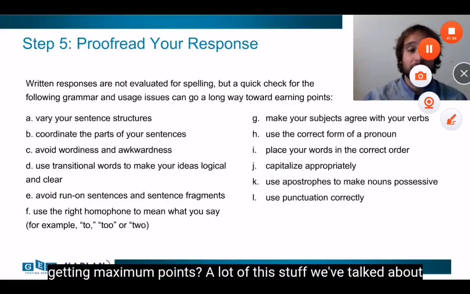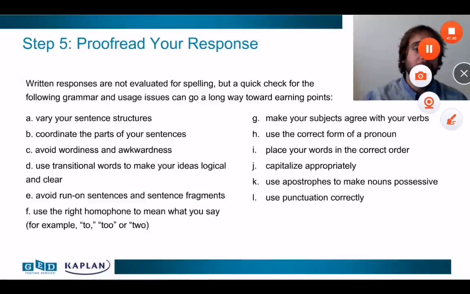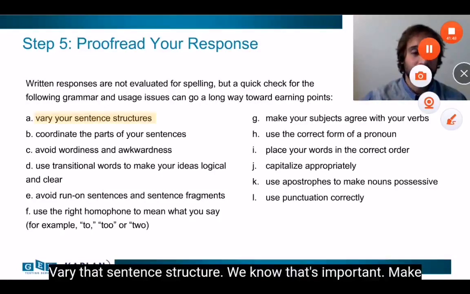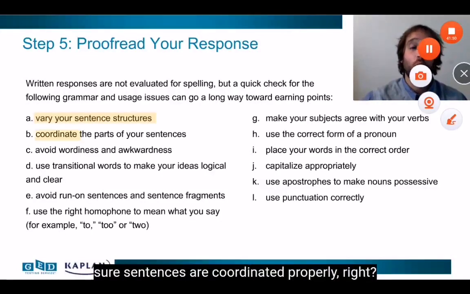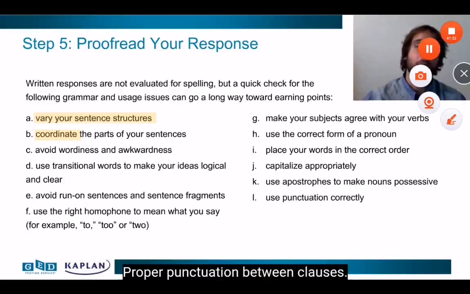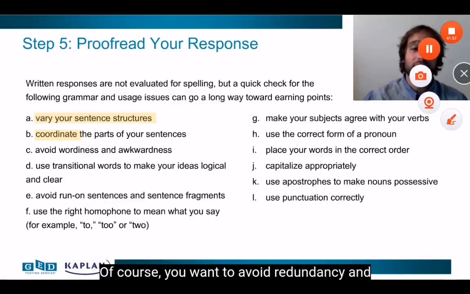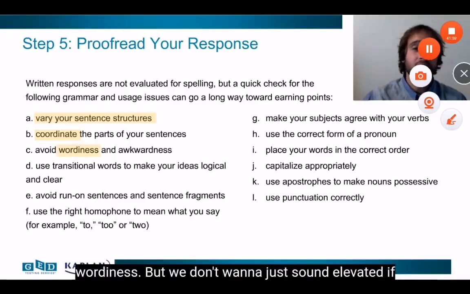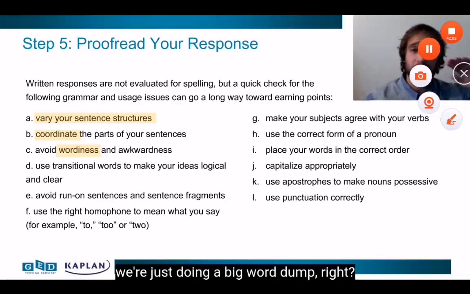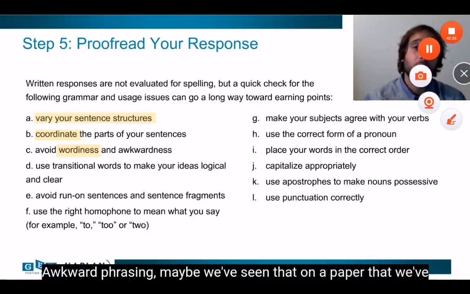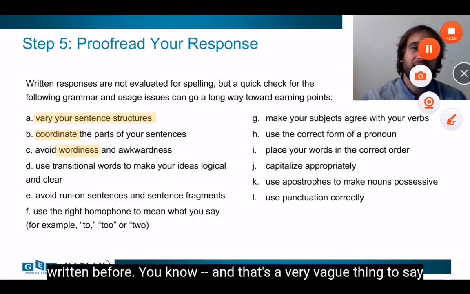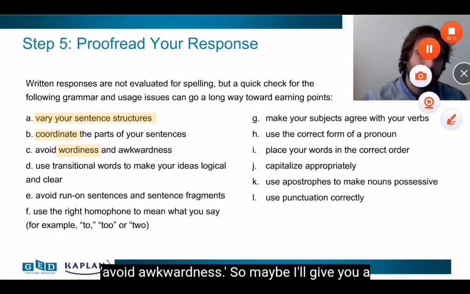A lot of the stuff we've talked about, but I'm going to run through them really quickly. Vary that sentence structure. We know that's important. Make sure our sentences are coordinated properly, right? Proper punctuation between clauses. Of course, we want to avoid redundancy and wordiness. Right? We don't want to just sound elevated by doing a big word dump. Awkward phrasing, maybe we've seen that on a paper that we've written before. I know that's a very vague thing to say, avoid awkwardness.